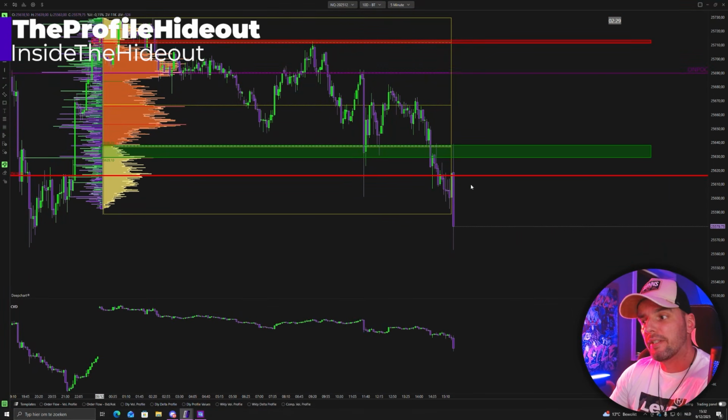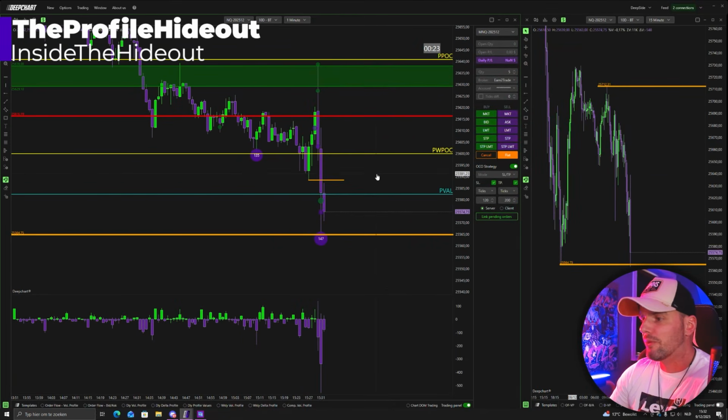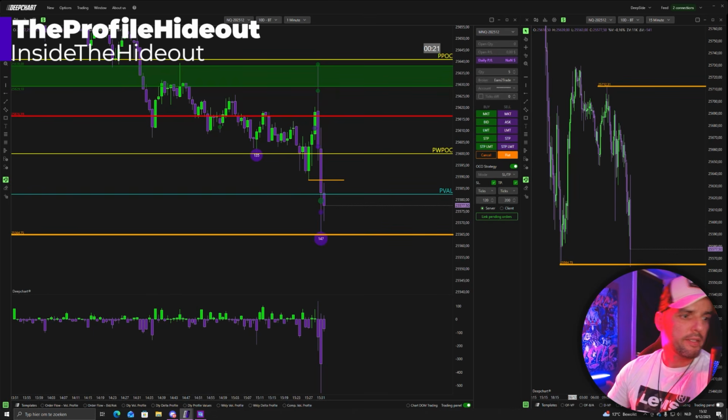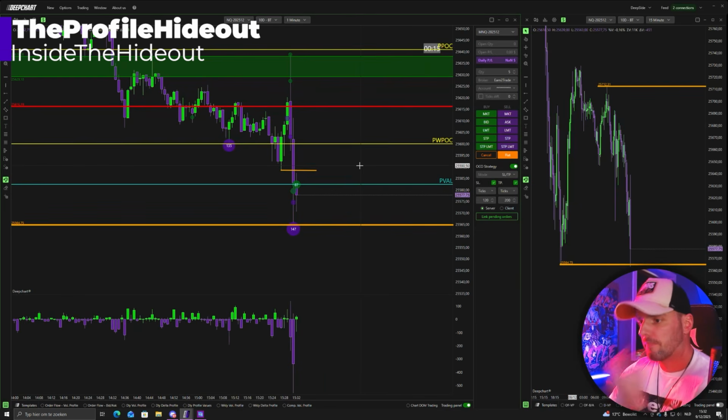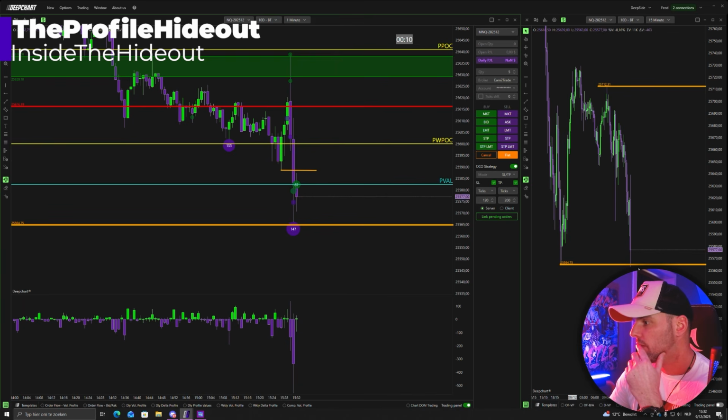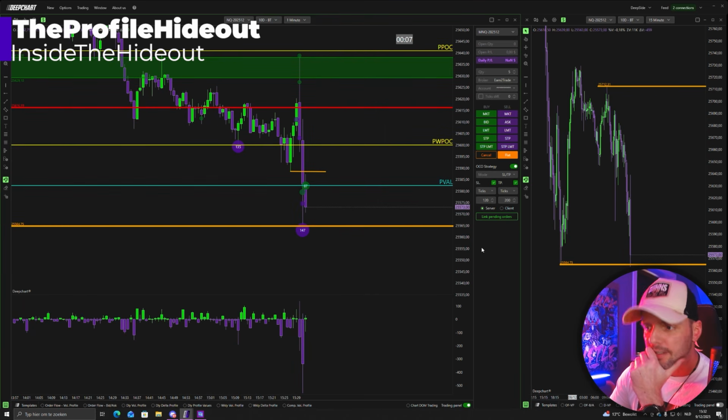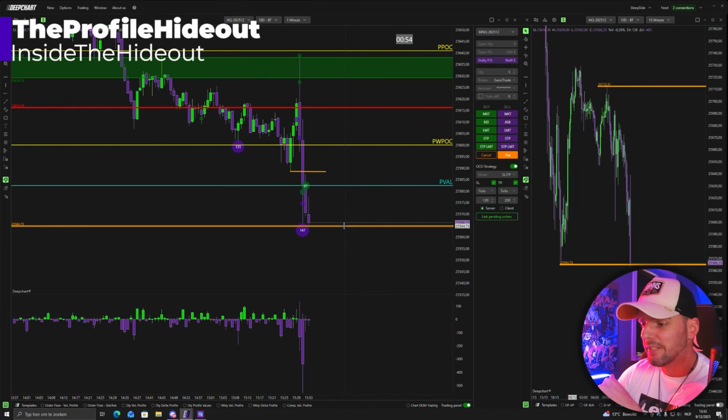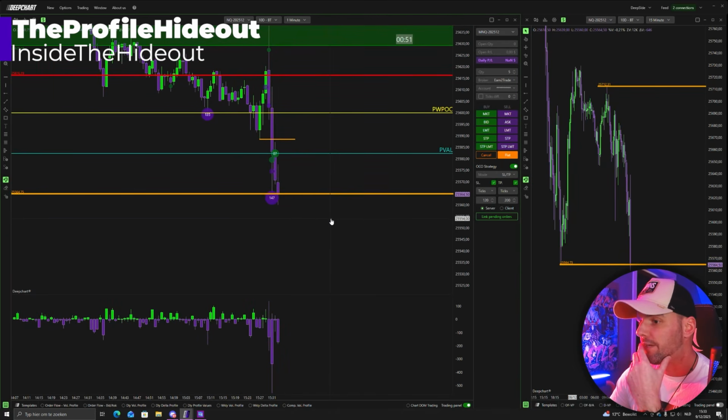Even though this looks very heavy, as long as we keep rejecting that high volume node on the overnight, very heavy. So at this point, I'm just waiting to see what price wants to do. If we start trading below, that would mean price is looking for more liquidity. If we trade below and we reject that level clearly, it's going to look even way more heavy.